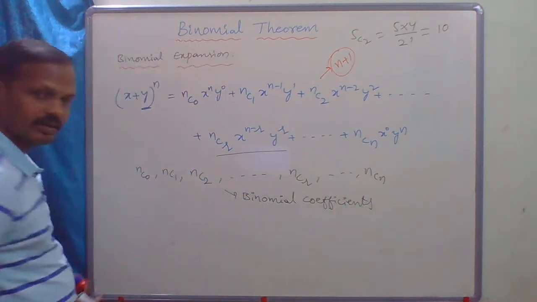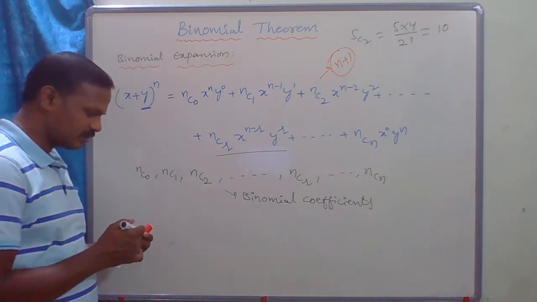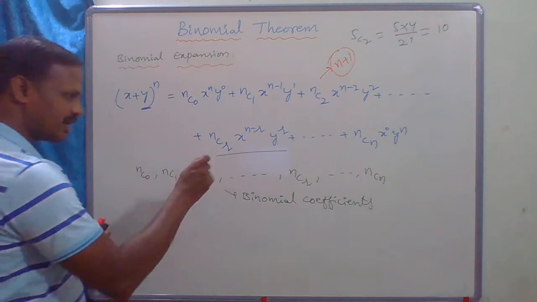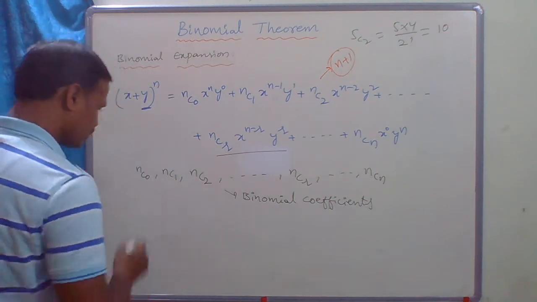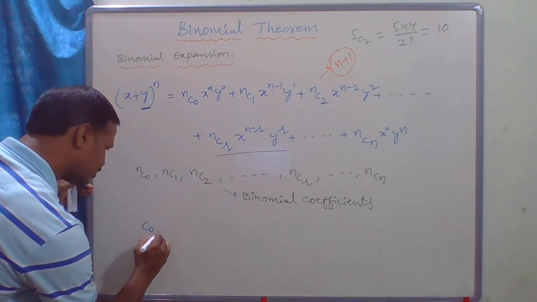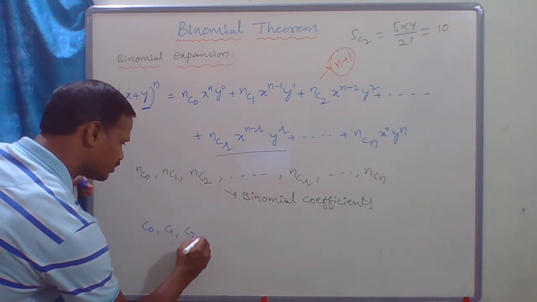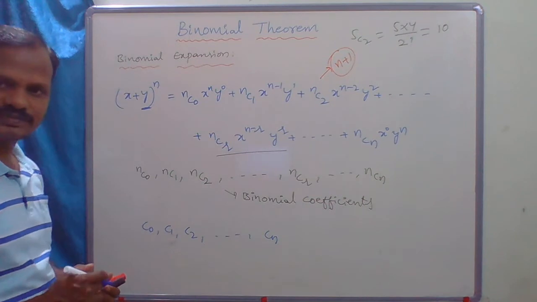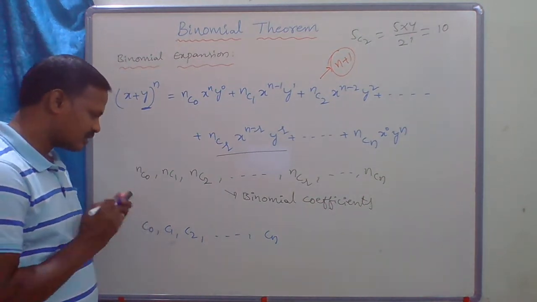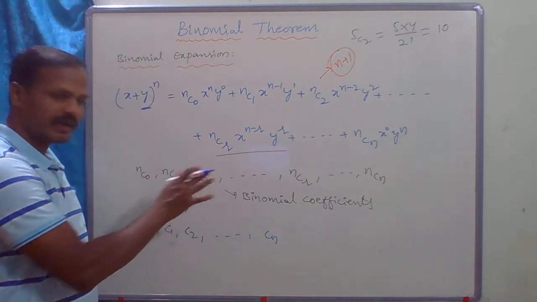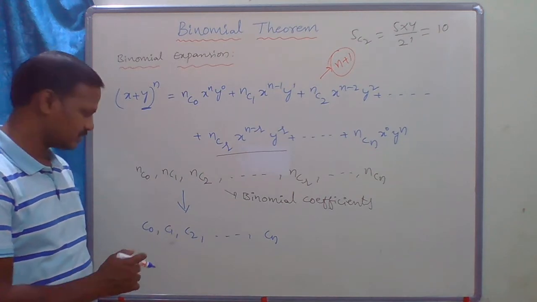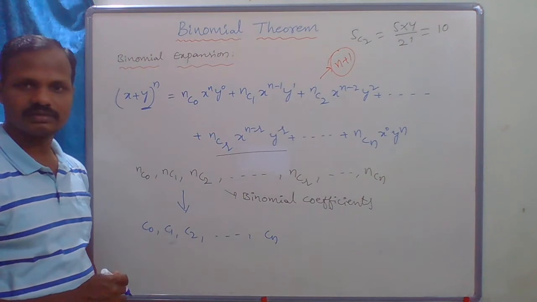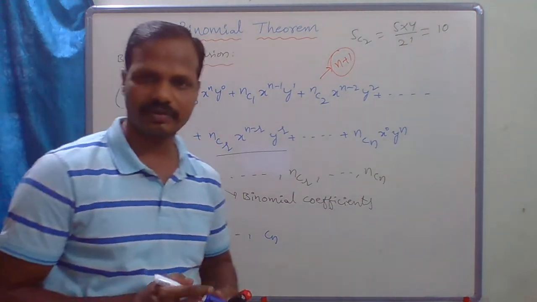Okay, but in general, if n is fixed, these binomial coefficients can be written as c0, c1, c2, ..., cn. If n is fixed, then in a simple way we write these binomial coefficients as c0, c1, c2, cn. Clear? Fine.